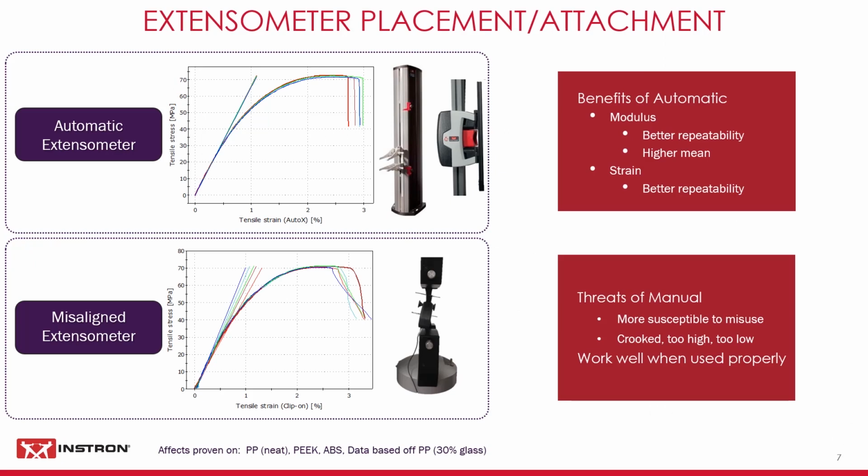Another factor that can lead to variability is extensometer placement or attachment. We did another in-house study to analyze the factors associated with extensometer placement and attachment. What happens if you place your extensometer a little too high, a little too low, or at an angle? In the first graph, we used an automatic extensometer to ensure it was attached in a very repeatable way. In this case, we used the Auto X.